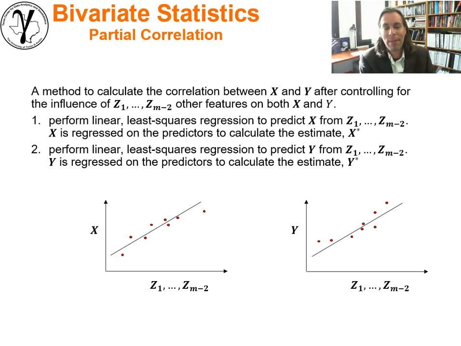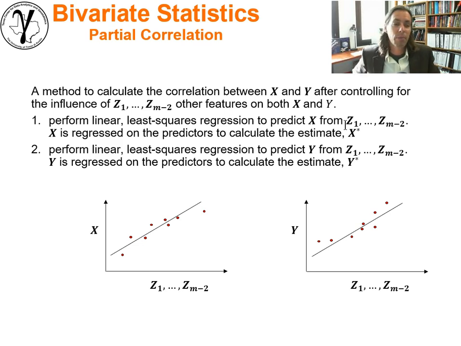Okay, so how do we do it? Well, it's quite straightforward. We take x and we perform a linear least squares regression to predict x from all of the other features. Okay, so we're trying to find the relationship between x and y, controlling for all the other features. We had m features in total, so it means we'll have m minus 2 z features, which are just the bucket for all the other features that we're not using right now, not the ones that we're trying to get the correlation between.